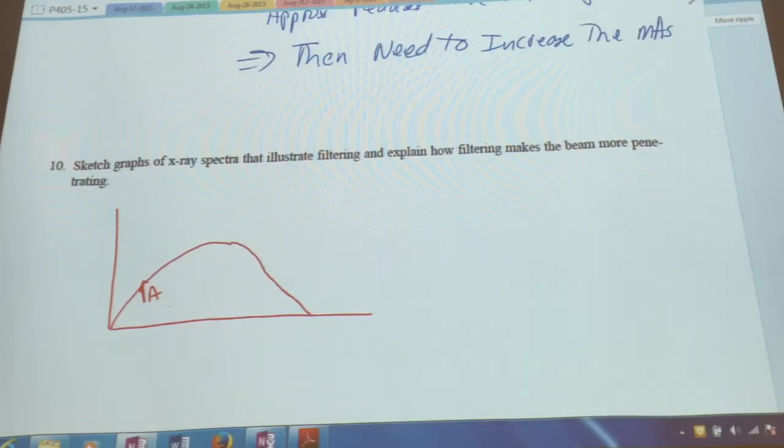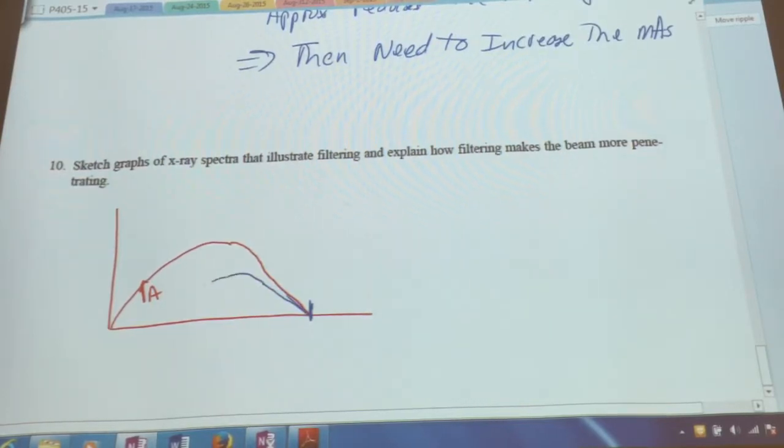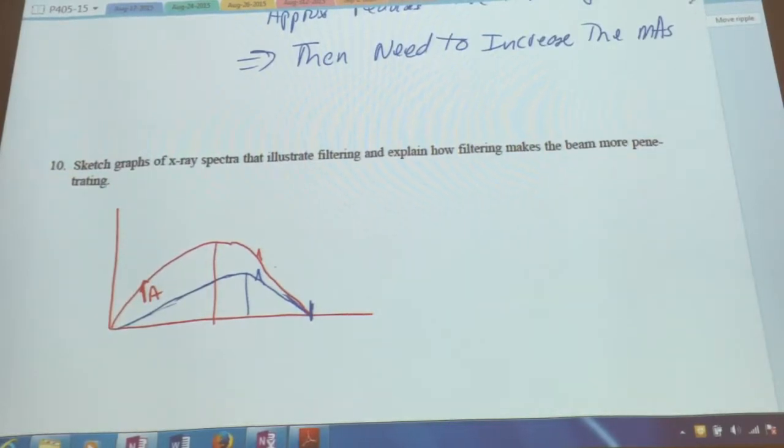Higher average, lower area. Same height as the peak, just more to the right. Same peak, right? They have the same max voltage. I'm just going to do something like this. The same target. Let's draw in a couple of peaks to indicate our characteristics. Target remained the same, max energy remained the same. Average energy increased, the area under the curve decreased.